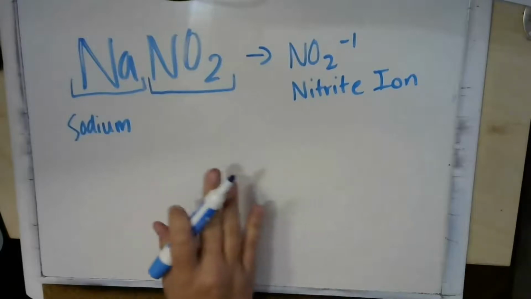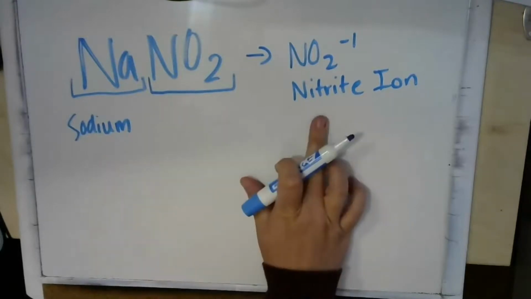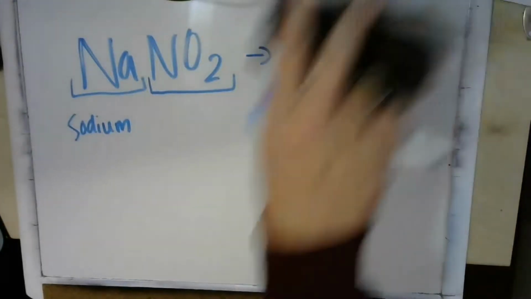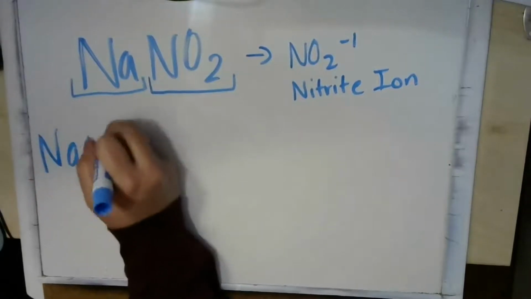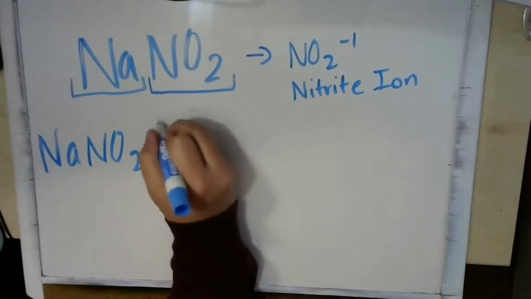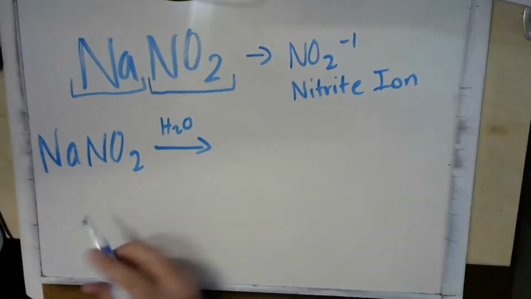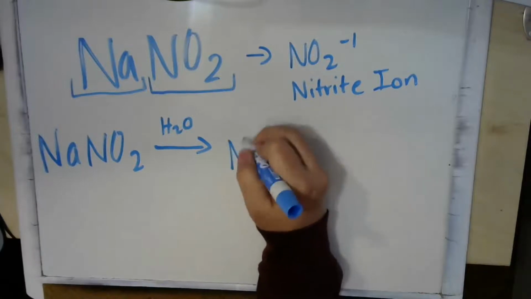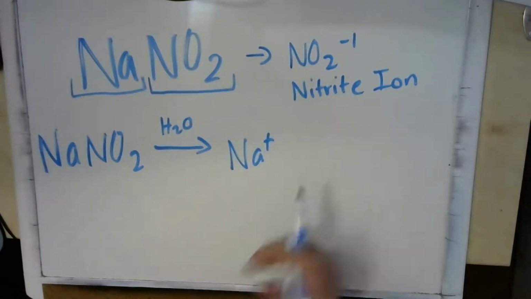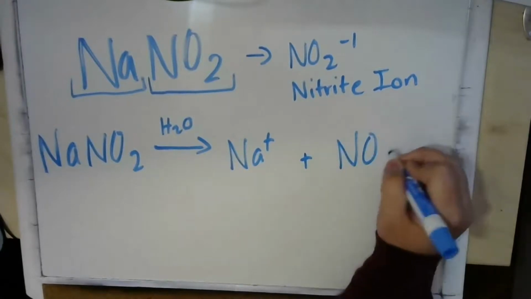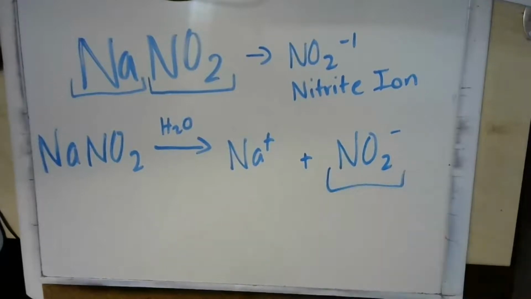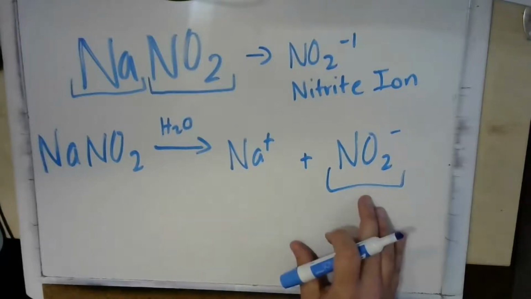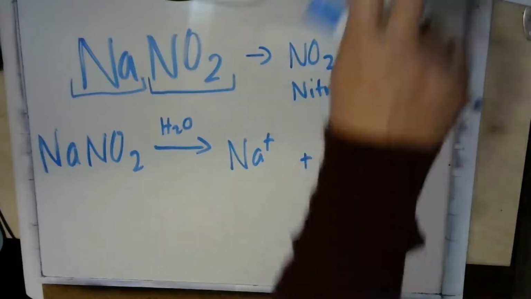Okay, now if you put sodium nitrite into solution, what happens to it is this. You have your NaNO2, and now you're going to put it into some water, and the sodium ions are going to break apart and stick together. And then your nitrite ions are going to break apart from the sodium, but they're still going to stick together as a group. Okay. It's very important to recognize the fact that your polyatomic ions stay together as that group.